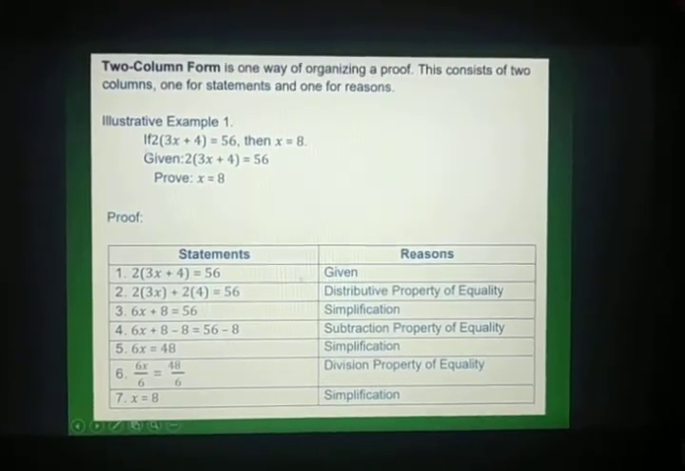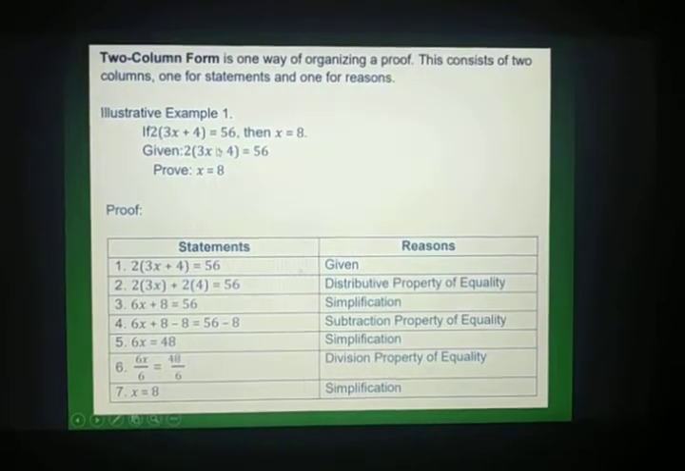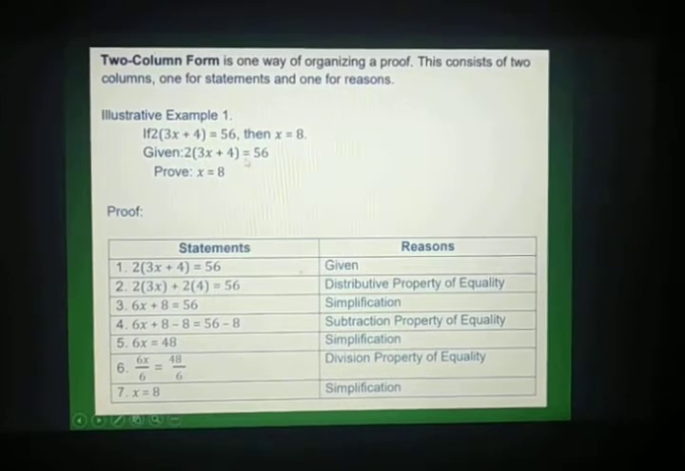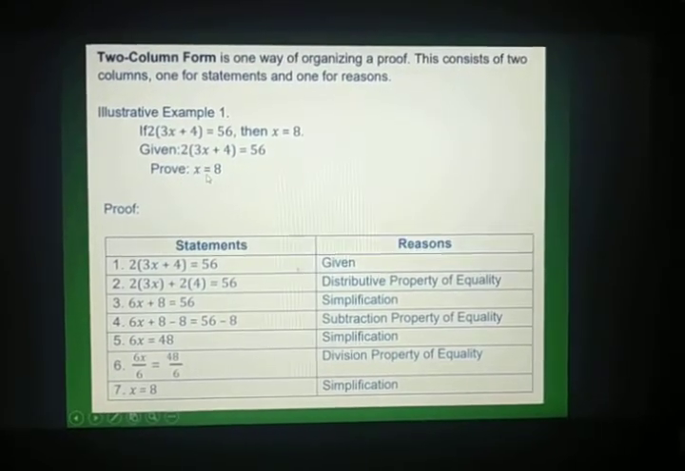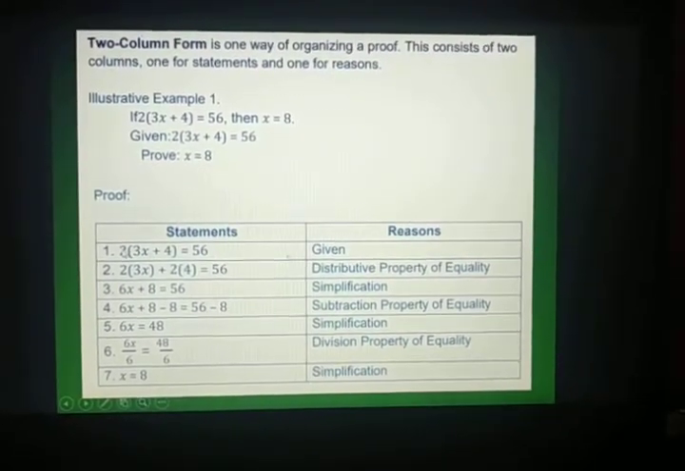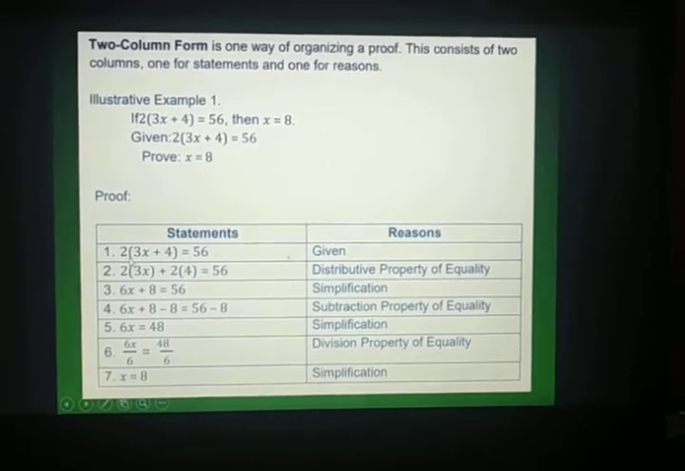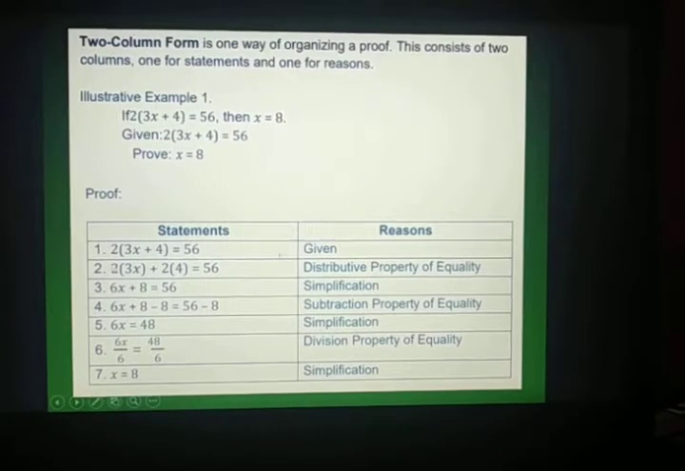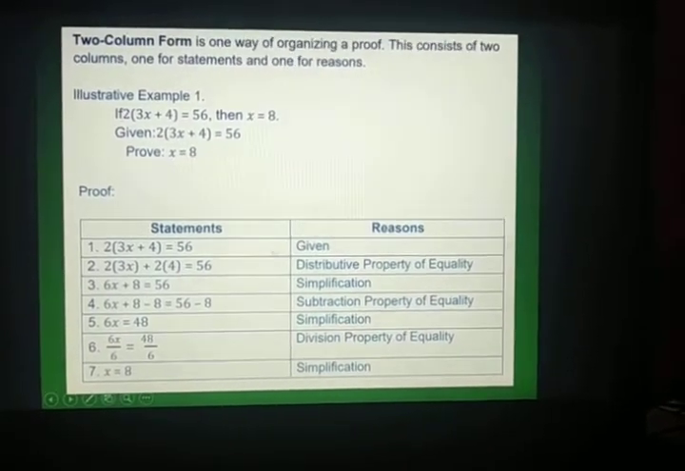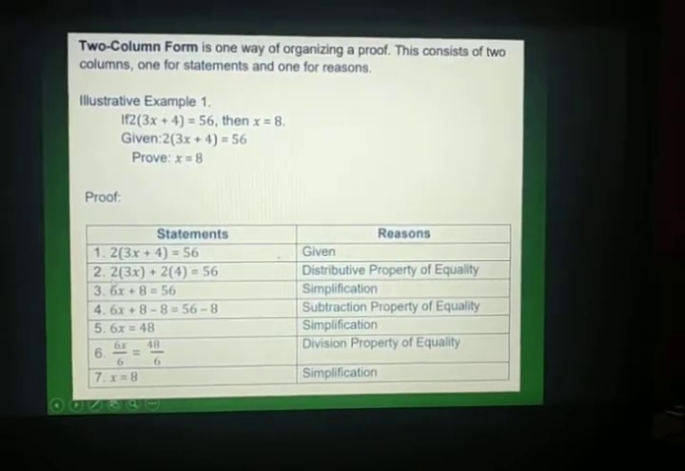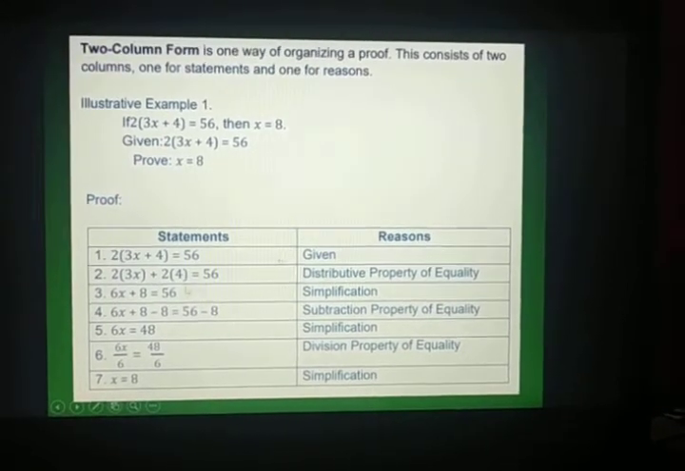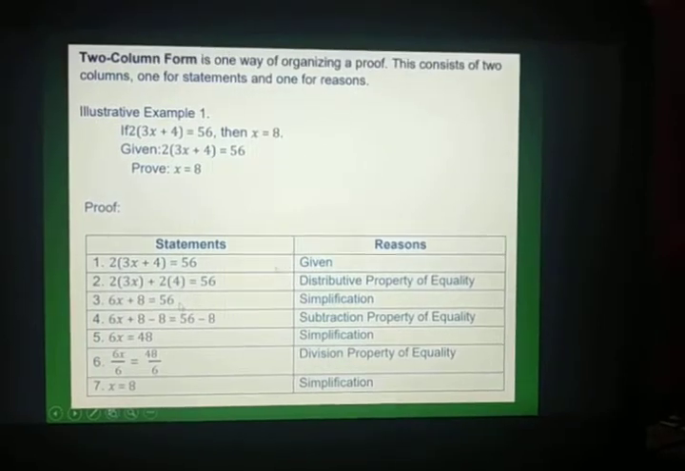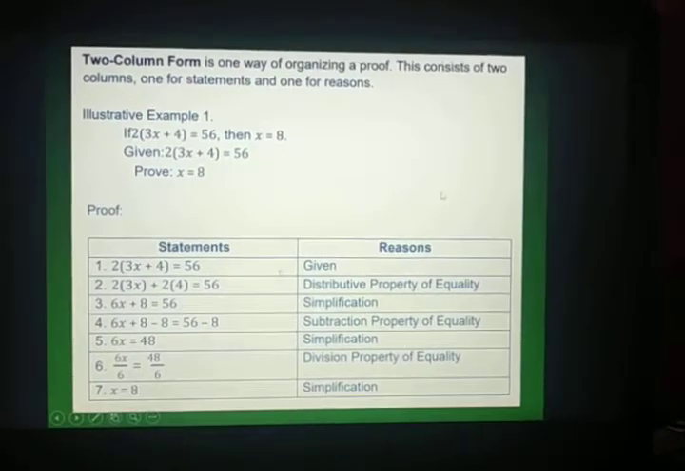Okay, example 1. If 2 times 3x plus 4 equals 56, then x equals 8. Given: 2 times 3x plus 4 equals 56. Prove how you got x equals 8. So, copy 2 times 3x plus 4 equals 56. That is the given. And then you apply the distributive property, because you distribute 2 times 3x plus 2 times 4. It will become 6x plus 8 equals 56. Okay, then the reason is simplification.